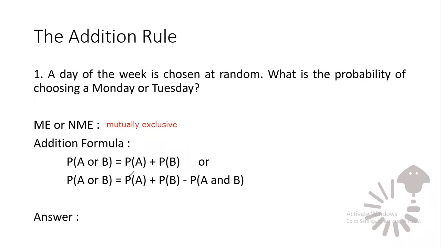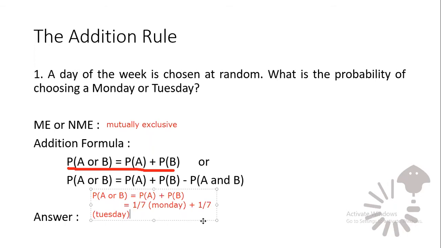Therefore, Edgar, ano ang formula na gagamitin natin? Is it the first one or the second one? Yung first one. Okay, yung walang minus, the first one. So, assuming that A is your Monday and B is Tuesday, let's do the solution. What is the probability of getting Monday, Edgar? 1/7, ma'am. This is for Monday. And what's the probability of getting Tuesday? 1/7 also. So you have 1/7 chance for Monday, 1/7 chance for Tuesday. Combine both, what is the probability of choosing Monday or Tuesday?